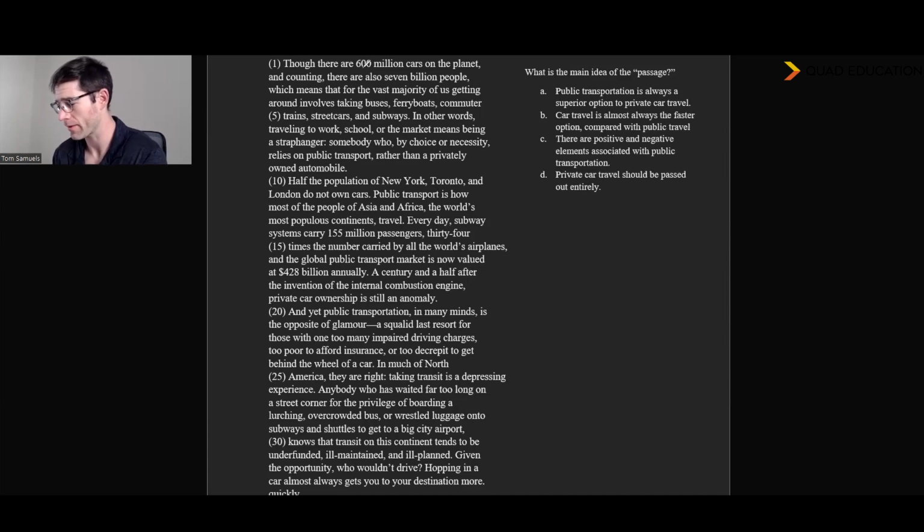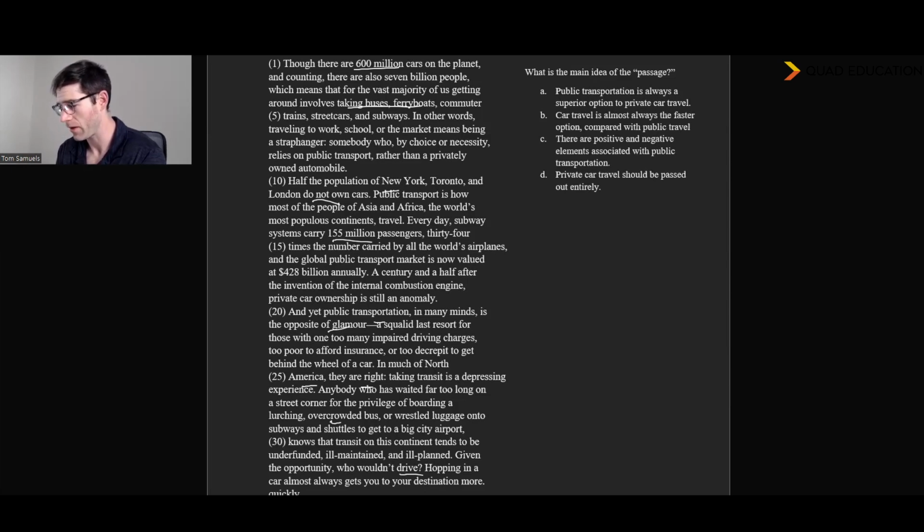Broadly, it talks about there being lots of cars, but then it talks about buses. Half of the population of Toronto, they don't even have cars. And so lots of passengers. Public transportation is the opposite of glamour, so they're saying it's not that great here. In North America, at least, they are correct. So public transit is famously bad in North America, especially in the United States of America, which is a shame. And waiting a long time for a bus, given an opportunity who wouldn't drive, they're saying that you can always get someplace pretty quickly if you're driving in your car.